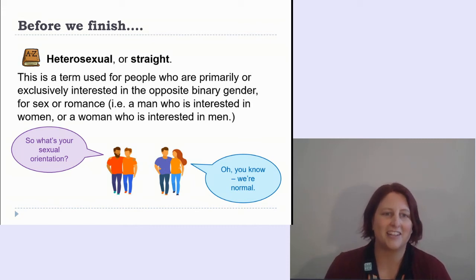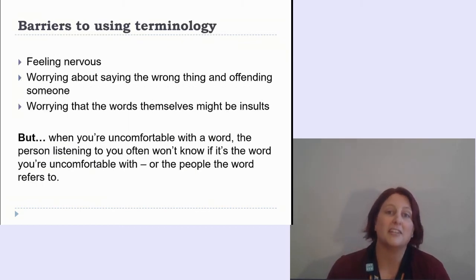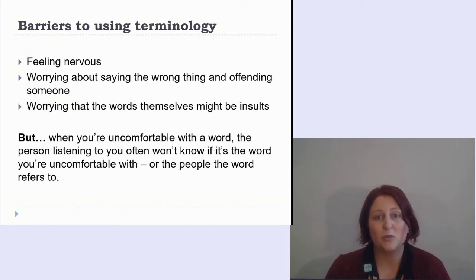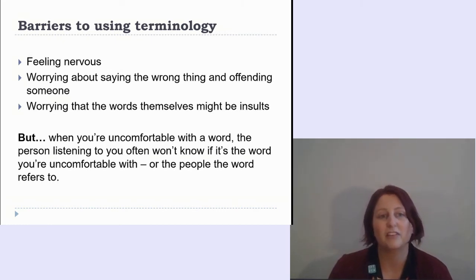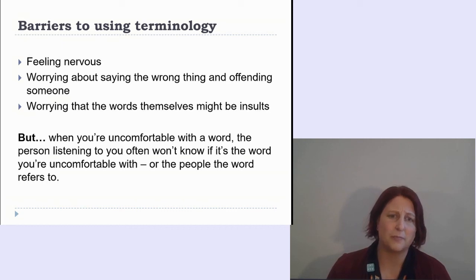Now, coming back to the terminology for the LGBTQ+ community. It might be that you feel nervous about using terminology like this. Perhaps you worry about saying the wrong thing and offending someone. Perhaps you've heard these words used in a really harsh tone in other settings, and now a part of you worries that the words themselves are offensive. As a result of this, you might be inclined to hesitate or talk around the subject rather than using a term you're unsure about. But it's worth knowing, when you're uncomfortable with a word, the person listening to you often won't know if it's the word you're uncomfortable with or the people who the word refers to.